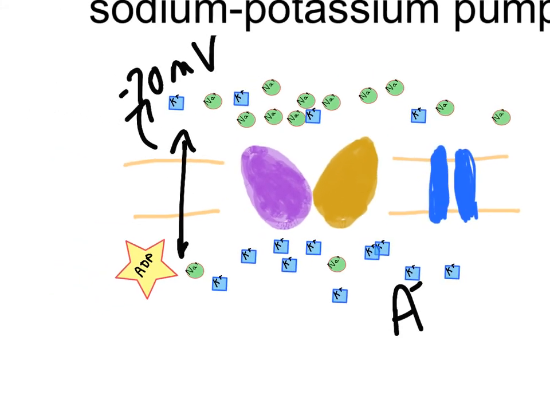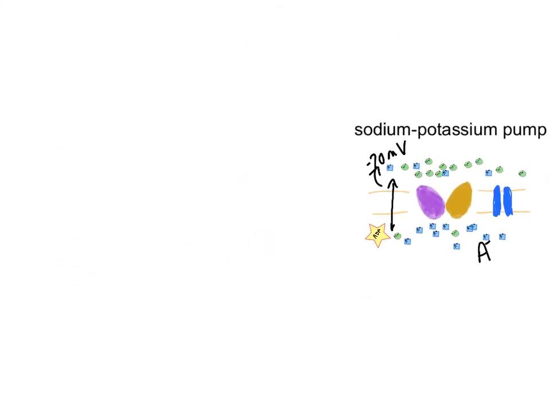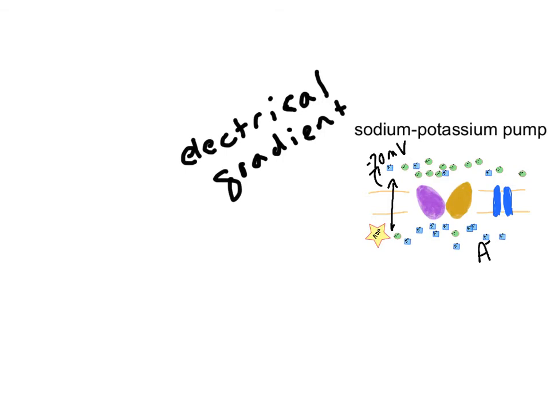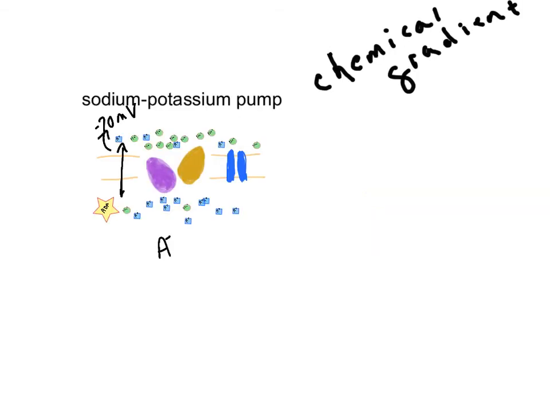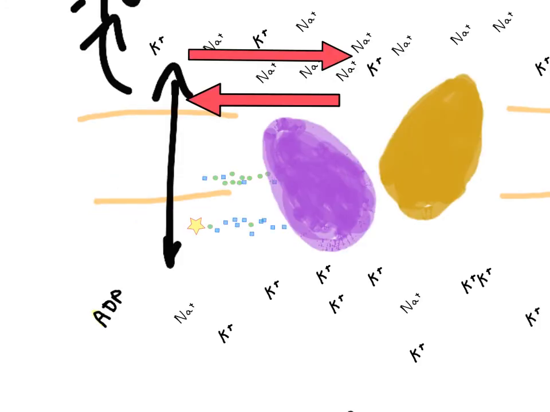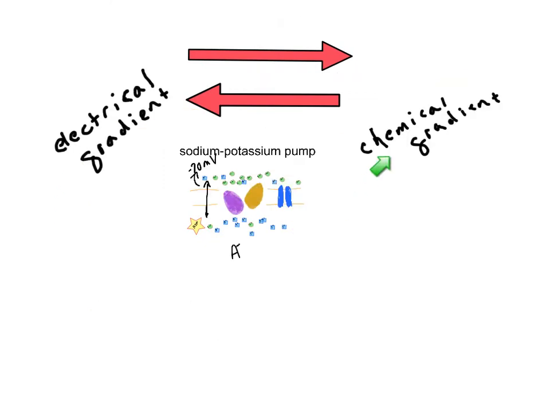So this difference in charge you have across the membrane is called an electrical gradient. And we also mentioned that there was a chemical gradient that causes potassium to move from the inside of the cell to the outside of the cell to reach equilibrium. So you have 2 forces working against each other. You have the electrical gradient and you have the chemical gradient.